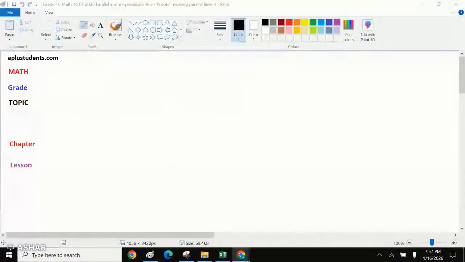The first thing you need to do is go to aplusstudents.com. Okay, you go to the website and you select math as your subject. This is a lesson for grade 10s, and the topic for today is parallel and perpendicular lines.